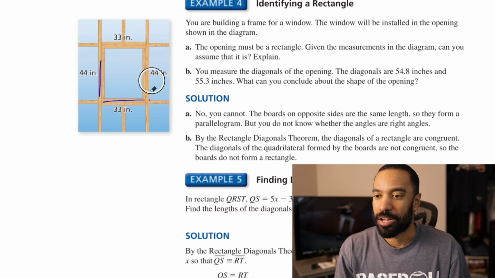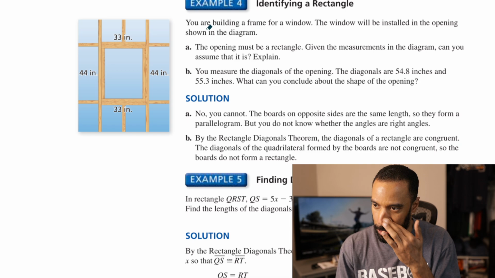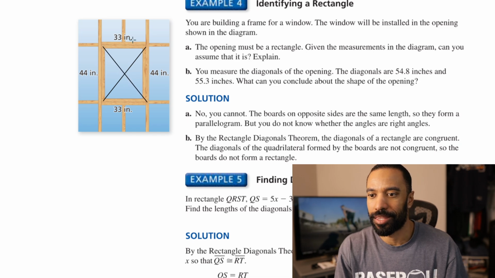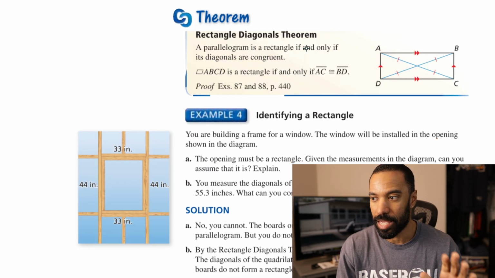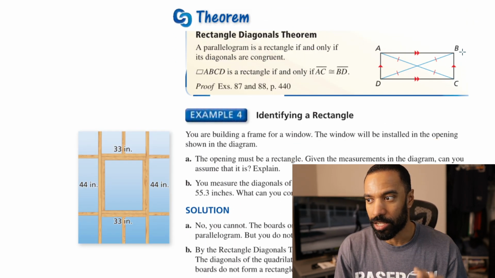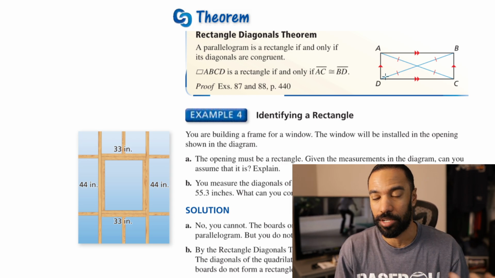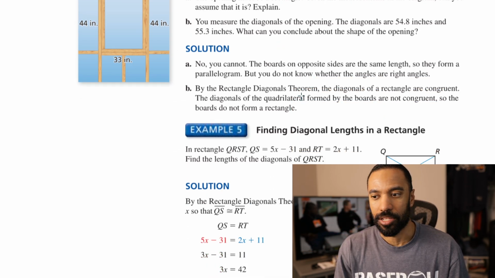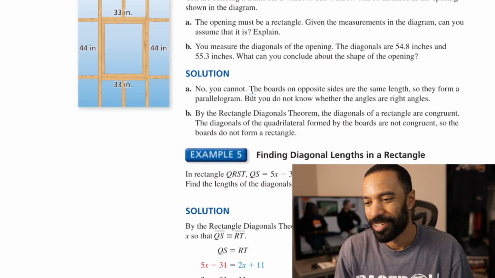B. You measure the diagonals of the opening. The diagonals are 54.8 and 55.3 inches. What can you conclude about the shape of the opening? Okay, so again, 54.8, 55.3, they're not the same. If they're not congruent, then it's not a rectangle. The if and only if says parallelograms need congruent diagonals to be rectangles. So this is not a rectangle. It's just a parallelogram. It's a poorly designed window.